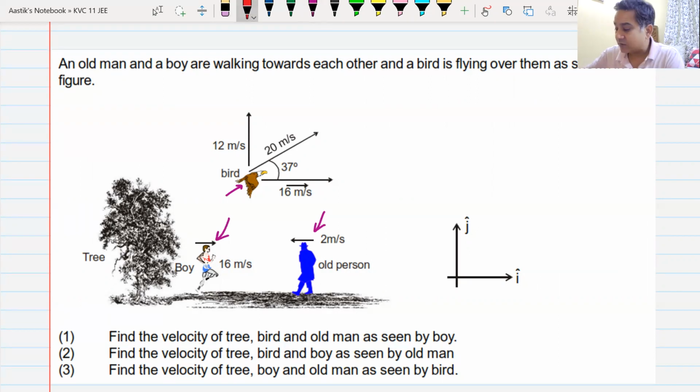Let us try and solve question number 1. Find the velocity of tree, bird and old man as seen by the boy. So this boy becomes our reference frame. We have to find the velocities of all three other entities as seen by the boy. I'll give you 2 minutes. You don't have to draw the diagram, you just have to see what the velocities are and then solve the question. Okay.